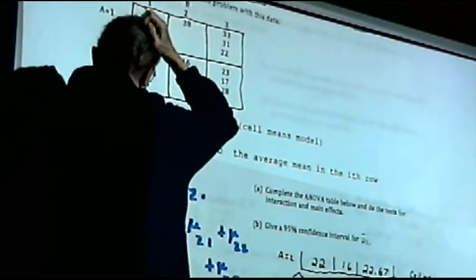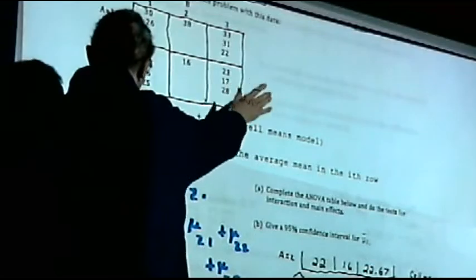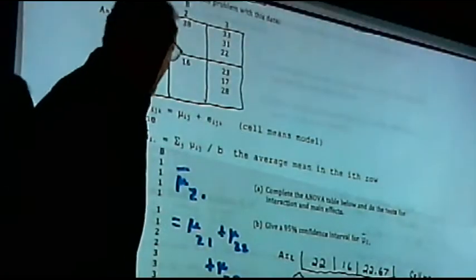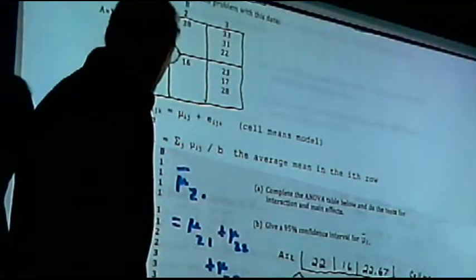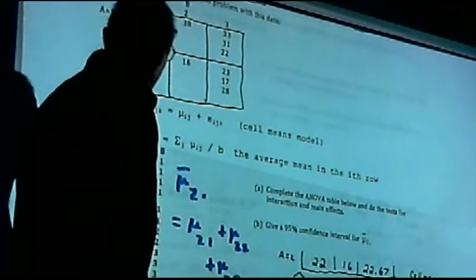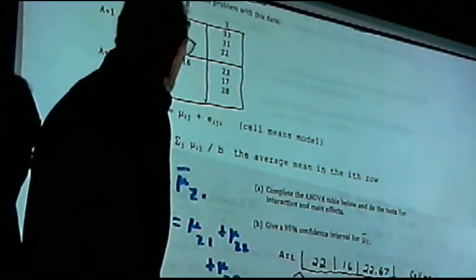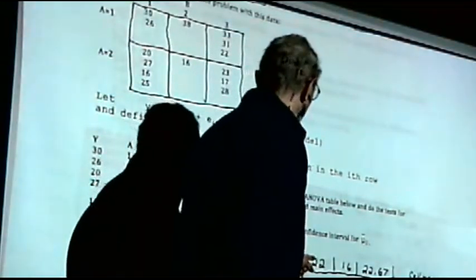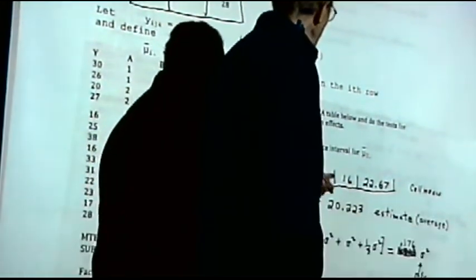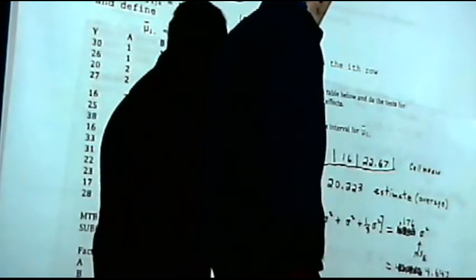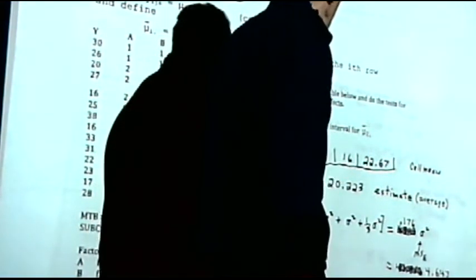Now that's not the same as the average of the numbers across the A=2 tableau. So anyway, we need to get those 3 means. So here's the 3 means. And A is 2, 22, 16, 22.67. And then I have to take the average of those 3. So if I average those 3, I get this 20.22.